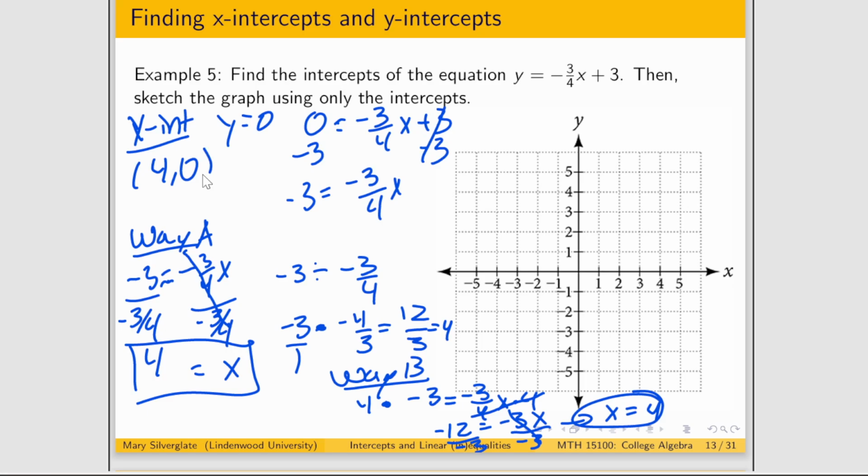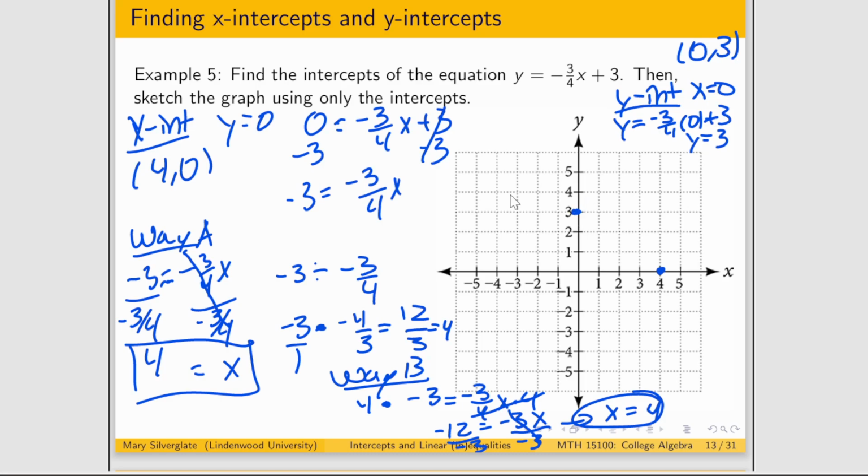And that gives us the point positive 4, comma 0. I can go ahead and plot that on the graph. And then for the y-intercept, what we do there is plug in x is equal to 0. So y equals negative 3/4 times 0 plus 3. Even a fraction times 0 is still 0, so we're just left with y is equal to positive 3. So I have the point 0, 3.